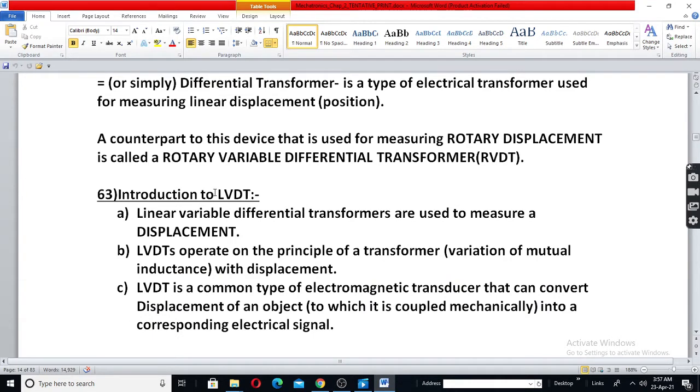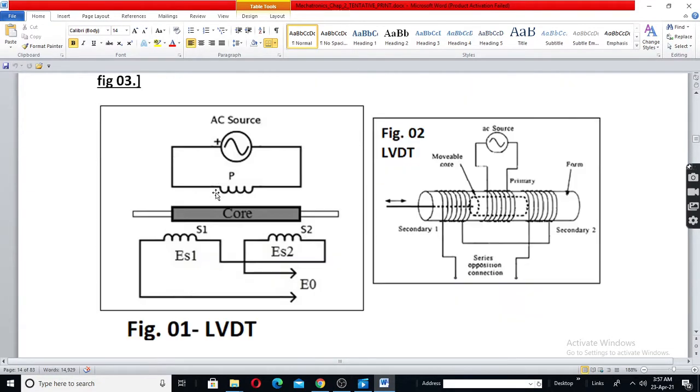We will see LVDT. See, very simple here. You have a core here. Actually, it is like this. You can see the core is inside here, dotted lines. It is a core. And you have one primary coil and two secondary coils, this one and another this one, which are connected in opposite polarities. They are connected in series.